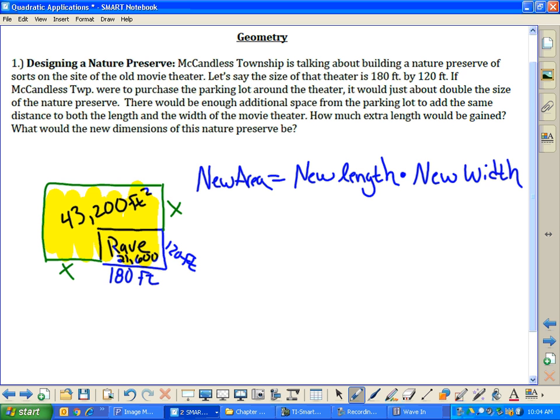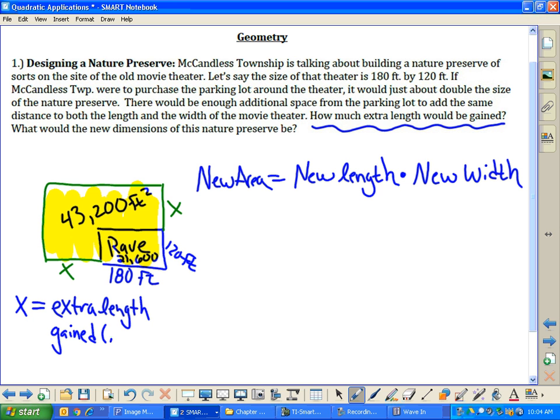To make it official, we didn't declare our variable. That is something we would have to do. X in this case, when we go to declare our variables, X is going to represent what we don't know about the problem. We don't know the extra length gained in feet. So I have a new length times a new width, and that gives me my new area.